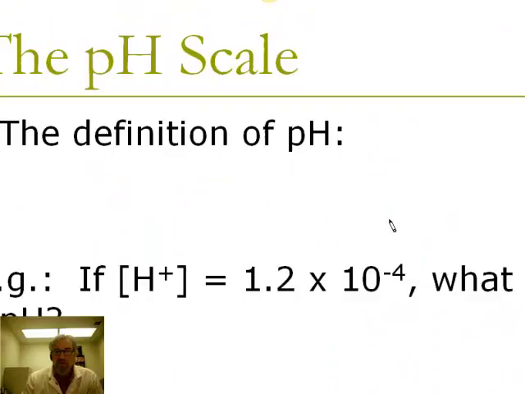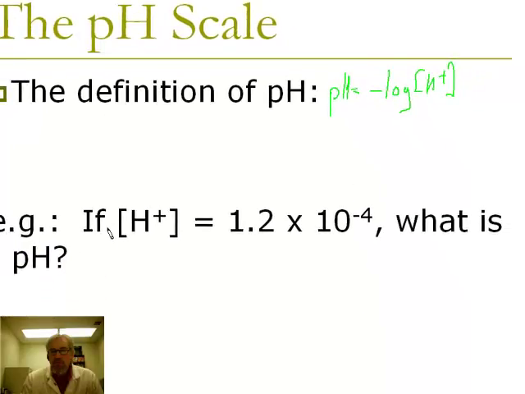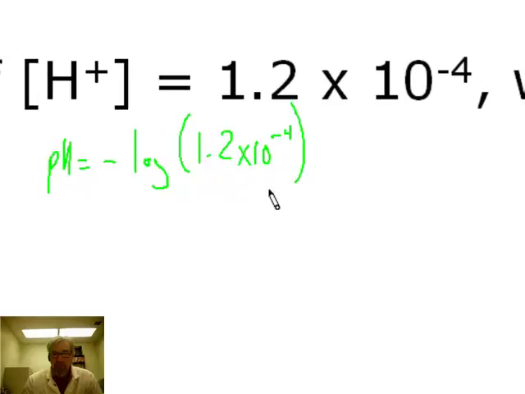Why is that important? The definition of pH, which is a very common way of thinking about acids and bases, goes like this. The pH is equal to the negative of the base 10 logarithm of H plus concentration. So here's an example. If H plus concentration is 1.2 times 10 to the negative 4th, what is pH? Well, pH would be the negative of the base 10 logarithm of 1.2 times 10 to the negative 4th. Now you can get a rough estimate here by looking at this exponent. It's going to be somewhere around 4. What is it exactly? If you use your calculator, you'll find out that it's 3.92 to 2 decimal places.